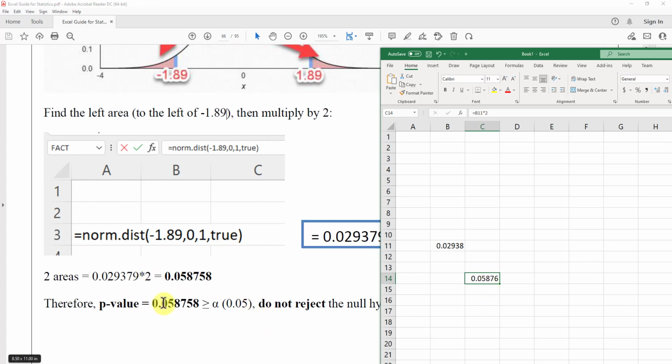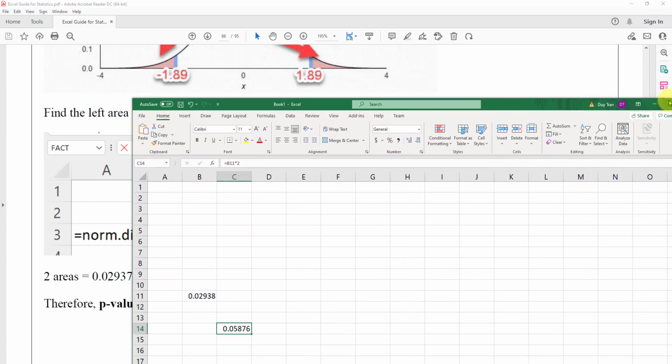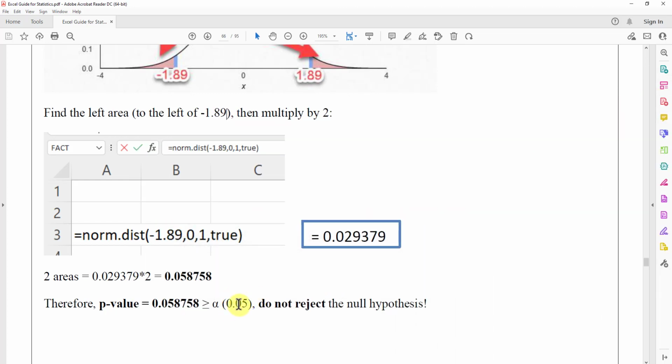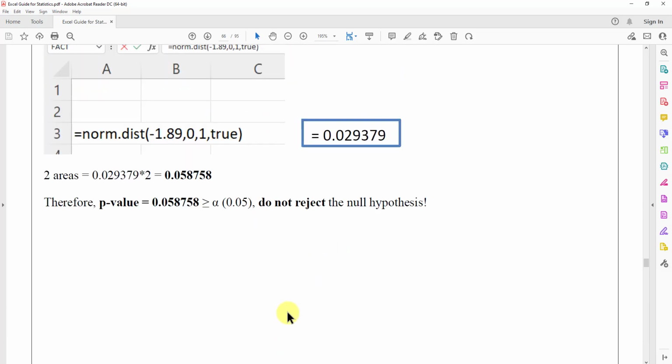The p-value is 0.059, but alpha is only 0.05. So in this case, your p-value is bigger than alpha. We do not reject the null hypothesis. We only reject the null hypothesis if the p-value is less than or equal to alpha. So we do not reject the null hypothesis in this case.